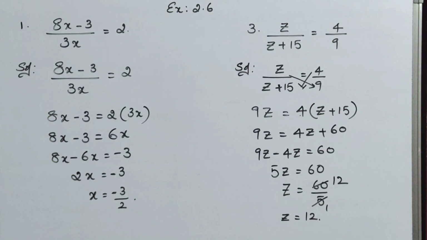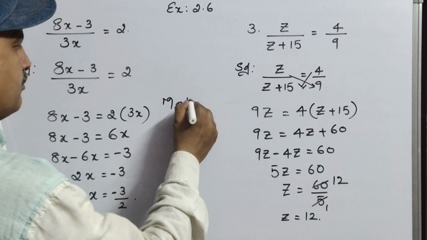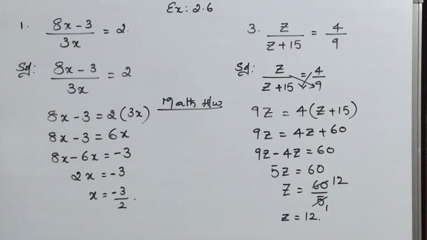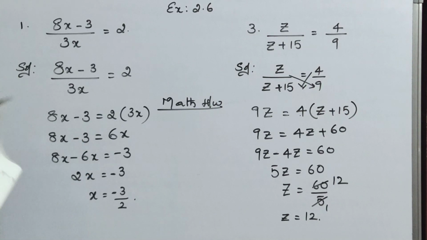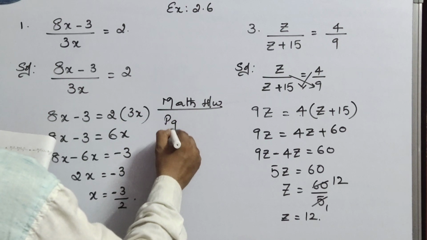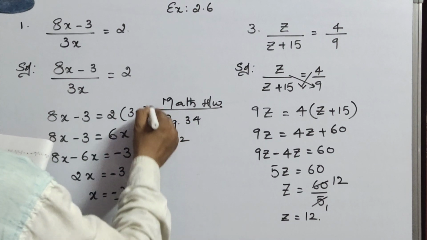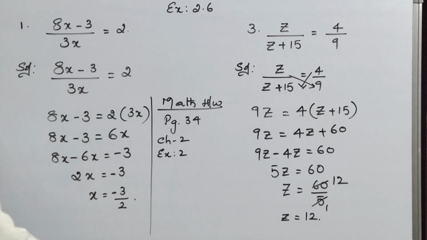Now, coming to the homework part. Take out your diary and note down your maths homework. Okay? Exercise 2.5. If you want, also write the page number: page number 34, chapter 2, exercise 2.5.